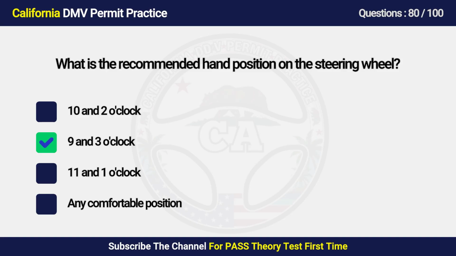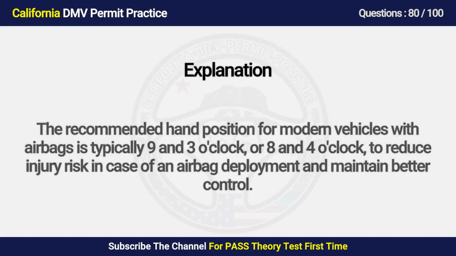Answer is B. 9 and 3 o'clock. The recommended hand position for modern vehicles with airbags is typically 9 and 3 o'clock, or 8 and 4 o'clock, to reduce injury risk in case of an airbag deployment and maintain better control.